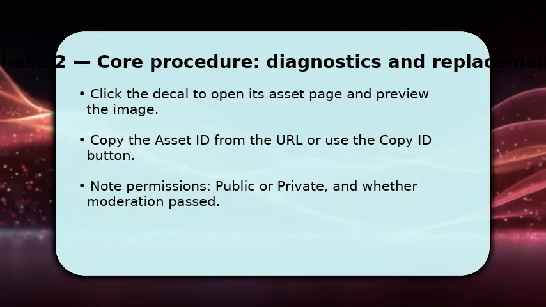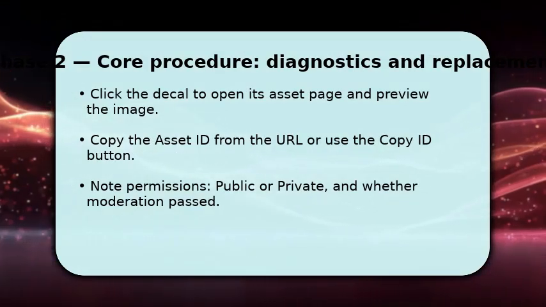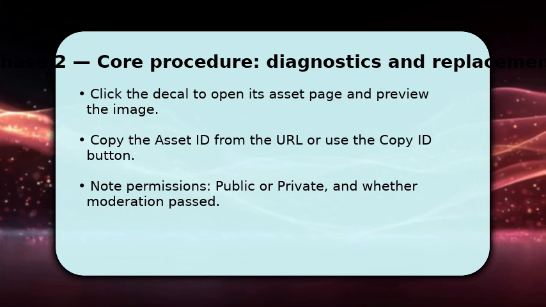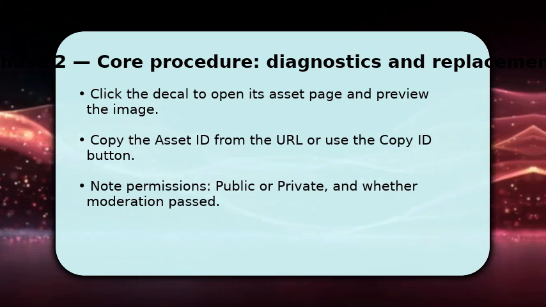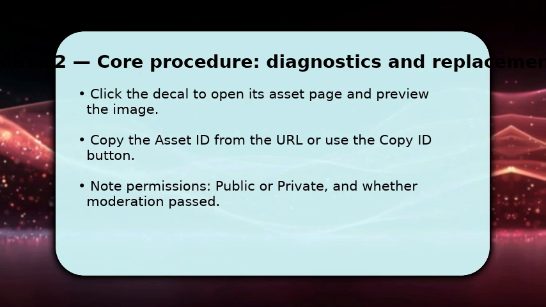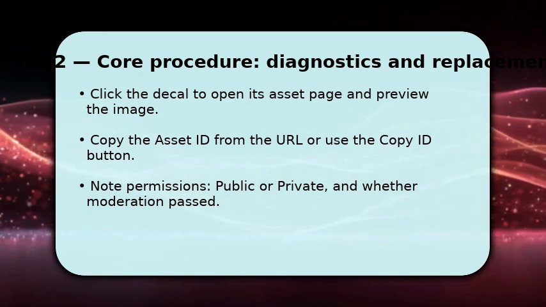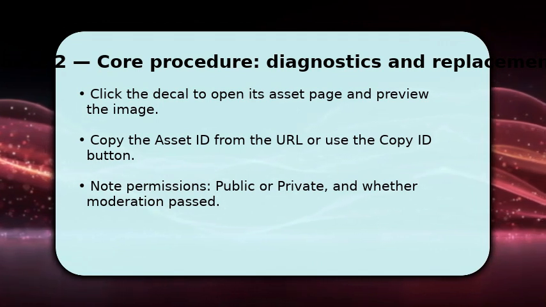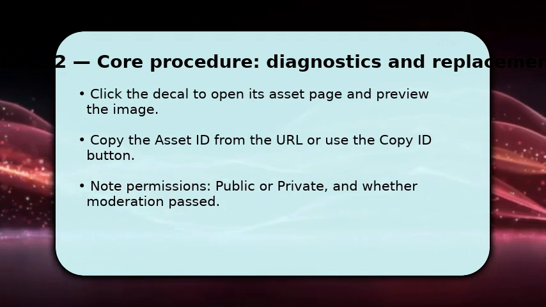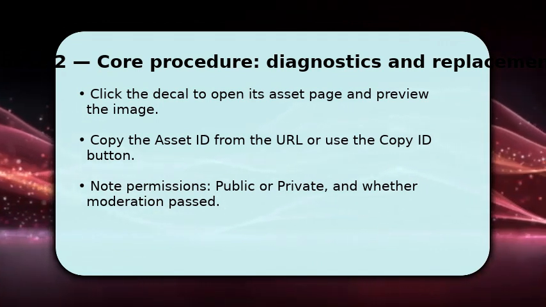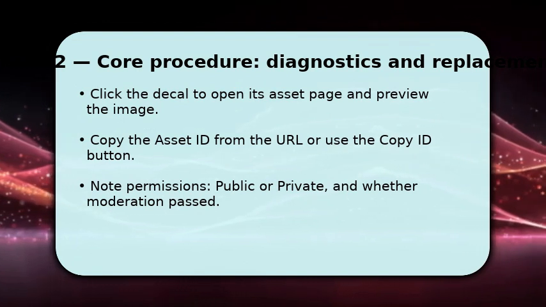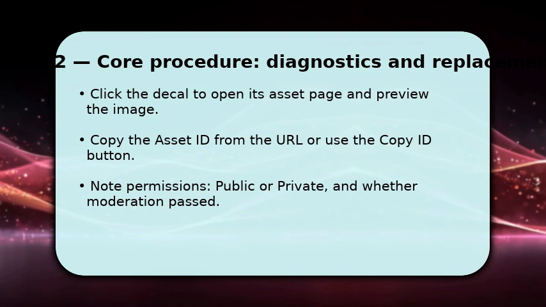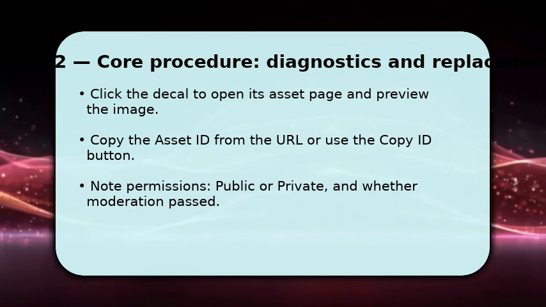Once you click a decal, open its asset page and preview the image so you confirm it's the right picture. Next, copy the asset ID. You can grab it from the URL or hit copy ID if available. The numeric ID is essential for inserting the picture later. Also check permissions and moderation status. If the decal is private or not approved, you'll need to change settings or wait for review. Once done, you'll be ready to place it into a game or inventory.